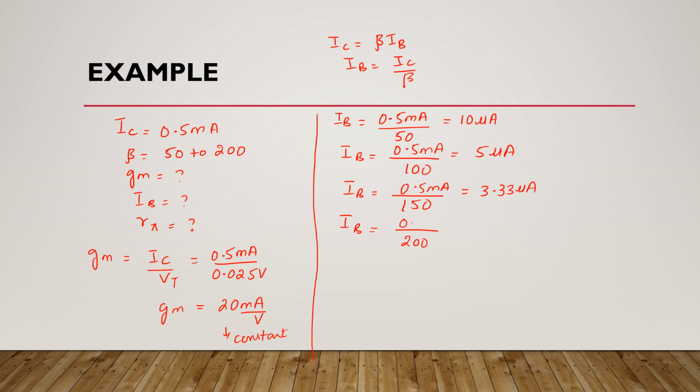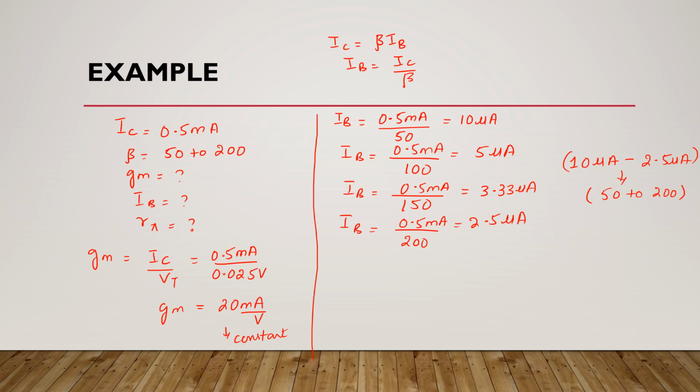200, then this base current is 2.5 microamperes. Now the range of this base current is from 10 microamperes to 2.5 microamperes for this range of beta. Now we will find the range of input resistance at base.